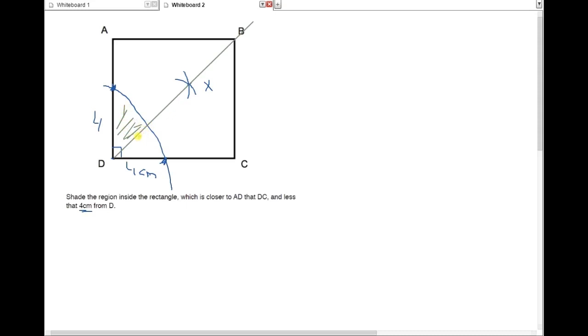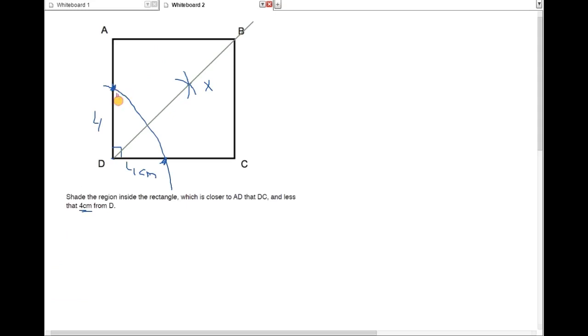It must not be exactly on the line segment DX, because all the points lying on the line segment DX are at equal distance from DC as well as AD. We have to select those points which are closer to AD and far away from DC. So you are not going to select those points which are on this line segment DX. I should use a different color just to highlight the region. Pink will be good.